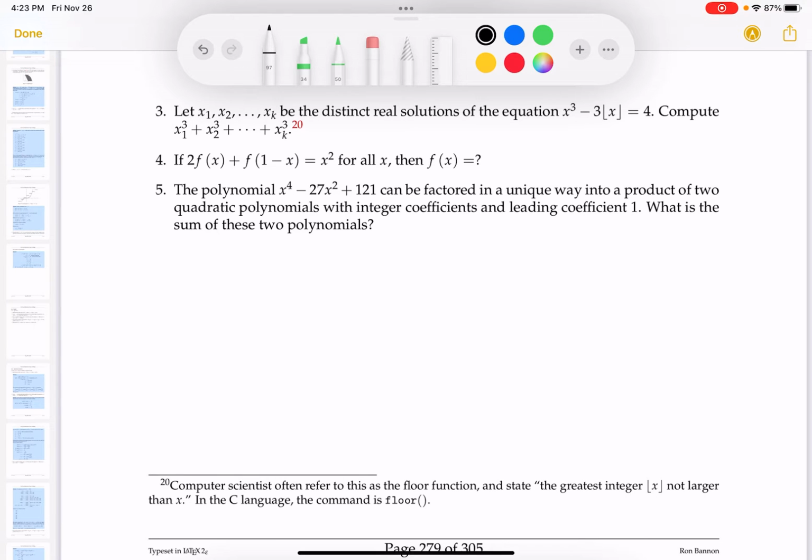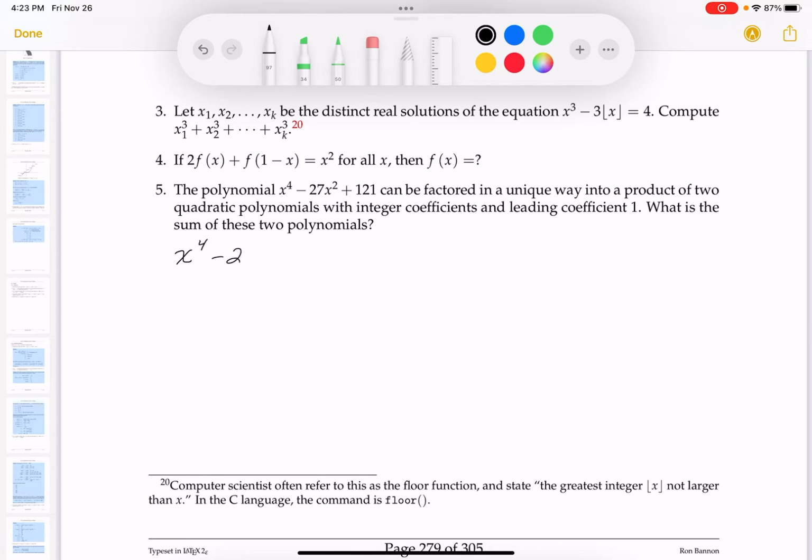And number 5 says the polynomial, let's write this down, x4 minus 27x squared plus 121, it can be factored in a unique way into a product of two quadratic polynomials. Well, I'm going to say those polynomials are going to be x squared plus, let's see, bx plus c.